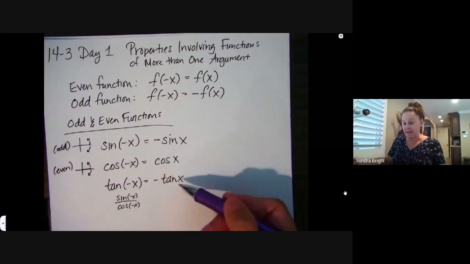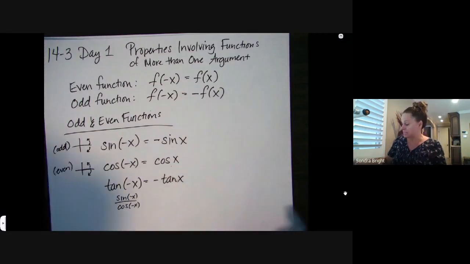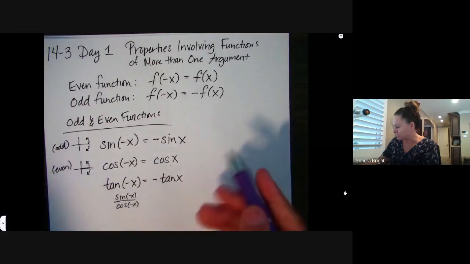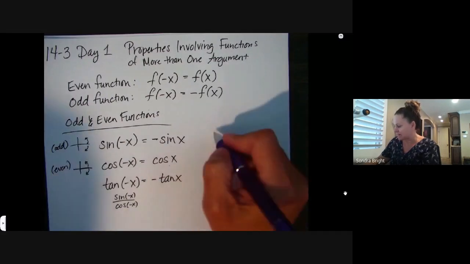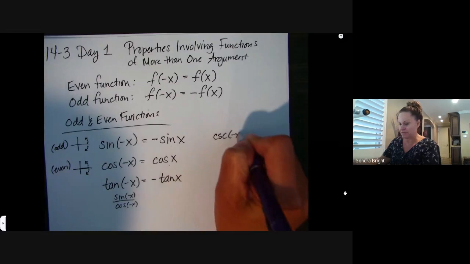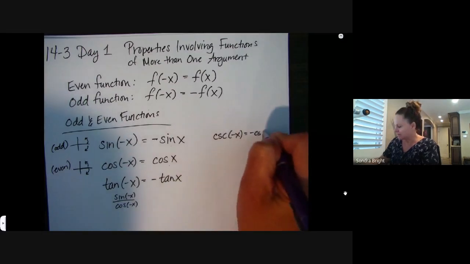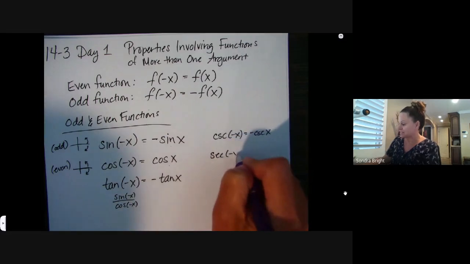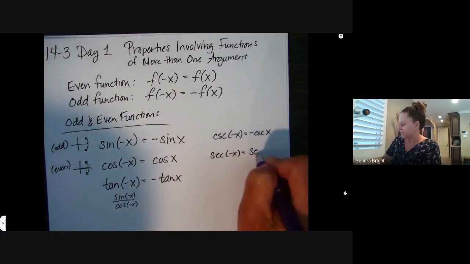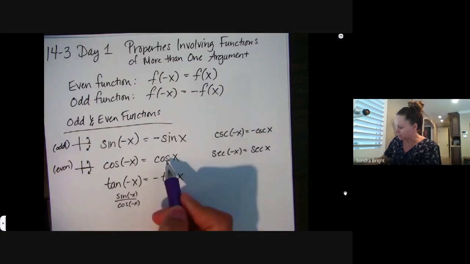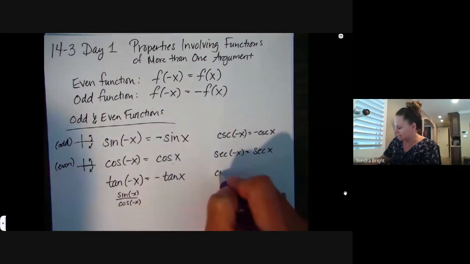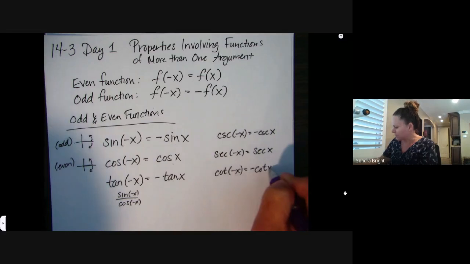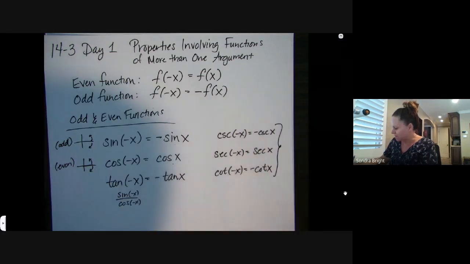And then the reciprocals are going to be the same. So the reciprocal of sine is cosecant. So cosecant of negative x is negative cosecant of x. Secant of negative x is positive secant of x, since it's the reciprocal of cosine. And then cotangent of negative x is negative cotangent of x. And it's because for all of these, they are the same as the reciprocal.